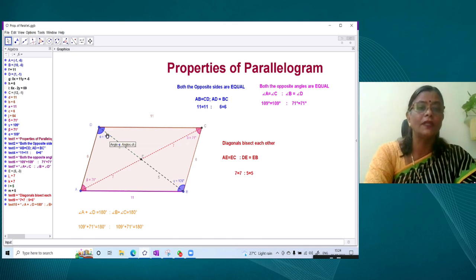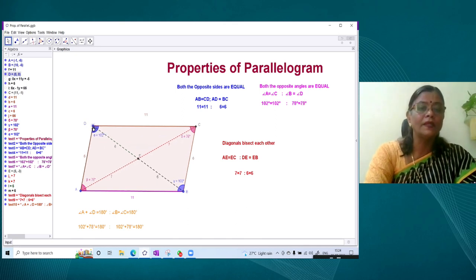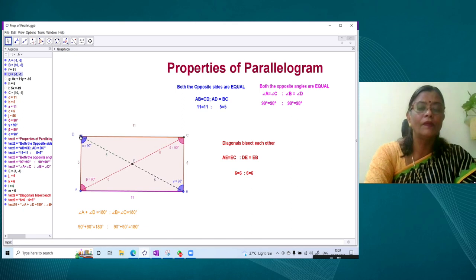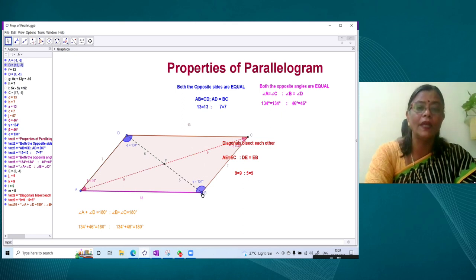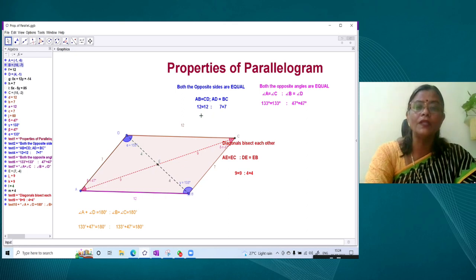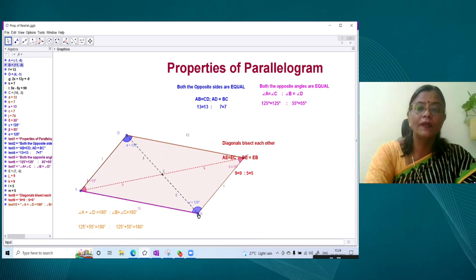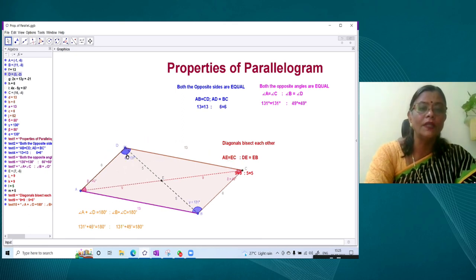Now look, I will change this. Can you see its measure now? Look, what measure do you see for AD? Can you read it here? AD and CD, what does it mention? 13 and 13. Can you see the change? 12 shows in both, the change? Yes. Can you see the change? Are you able to see the change?